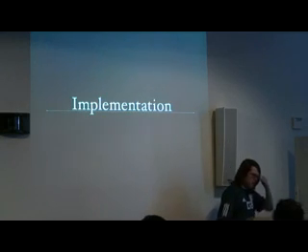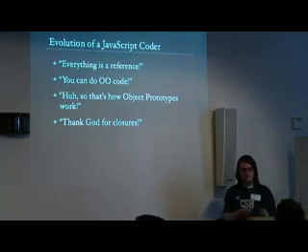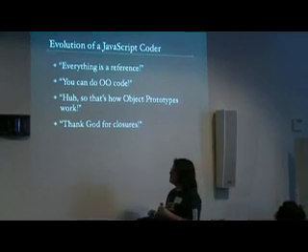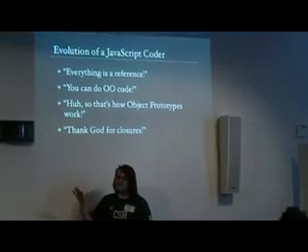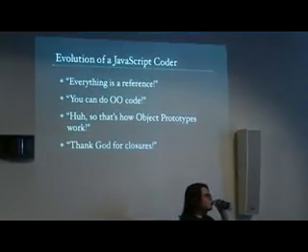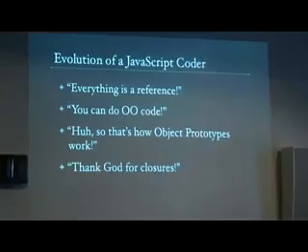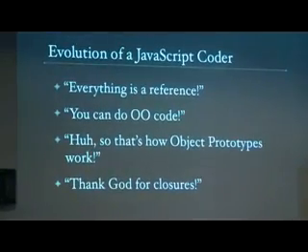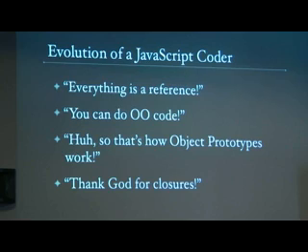So, implementation. This is what I consider to be the evolution of a JavaScript coder. When someone's just starting out, at least a programmer coming into JavaScript, it goes something like: oh man, everything is a reference. This is great. It's objects. I can understand this. I understand how this works.